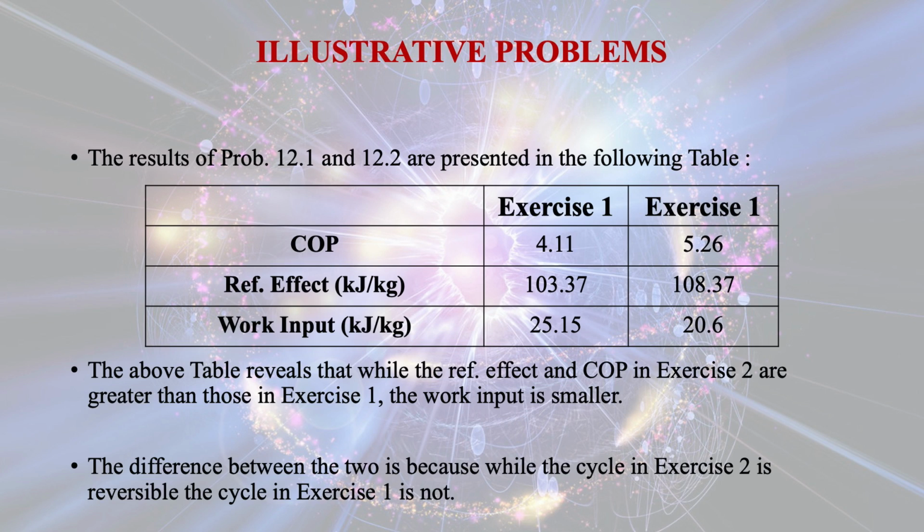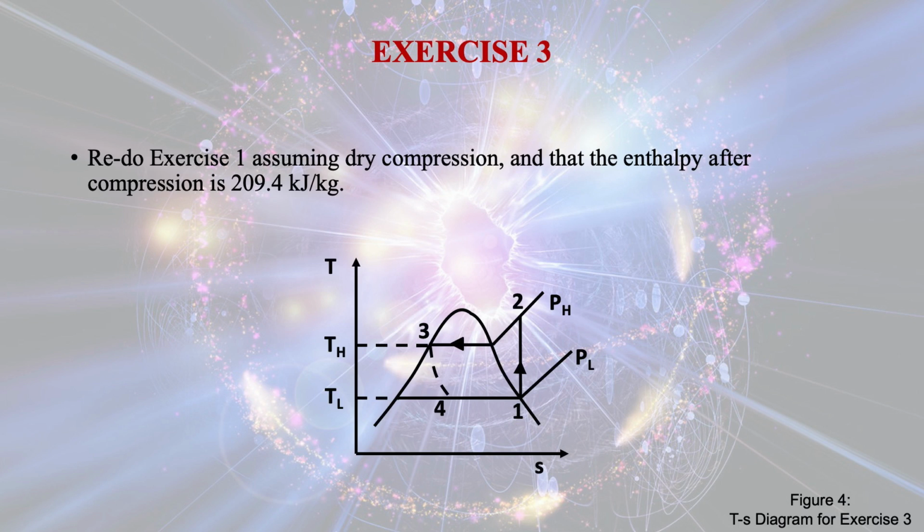Now let us begin the next numerical, that is exercise 3. Redo exercise 1 assuming dry compression and the enthalpy after compression is 209.4 kilojoule per kg. So here the compression process is from 1 to 2. At state 2 the enthalpy is given, that is H2 is 209.4 kilojoule per kg. Dear learners, first draw the TS diagram and see how we can proceed for solving this numerical.